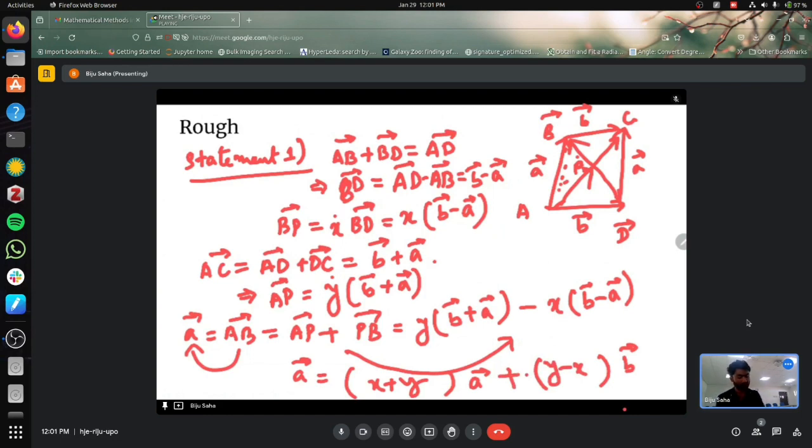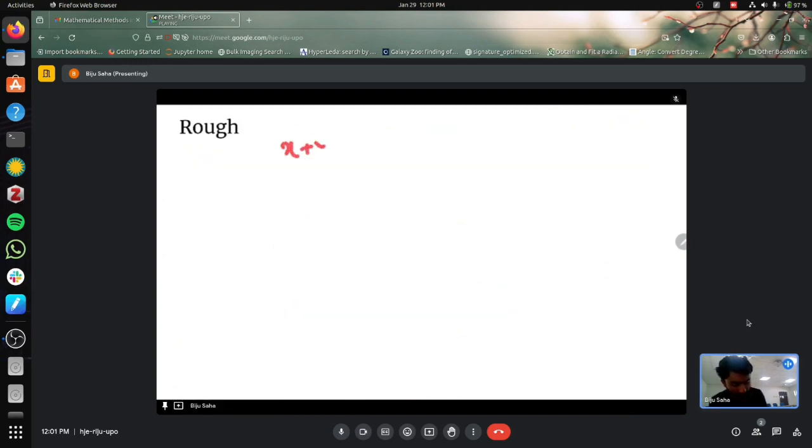Yeah. So now comparing both sides, you can match the coefficient on both sides and conclude that x plus y is equal to 1 because there is a 1 attached here, and y minus x is equal to 0. So that brings me down to solving simultaneous linear equations in two variables. So right now we have x plus y is equal to 1 and y minus x is equal to 0.